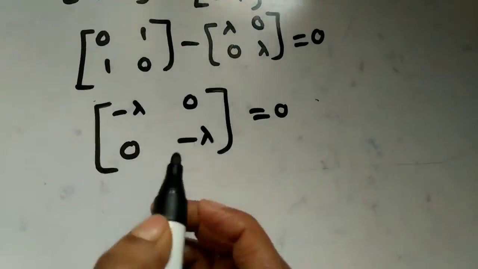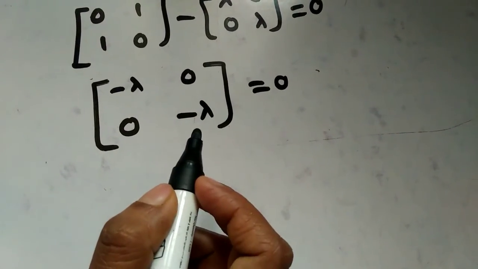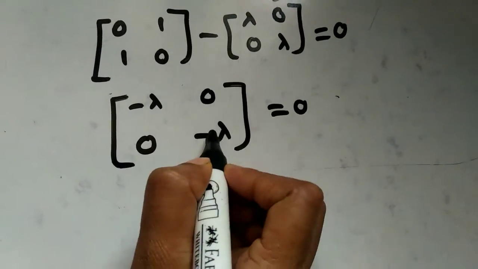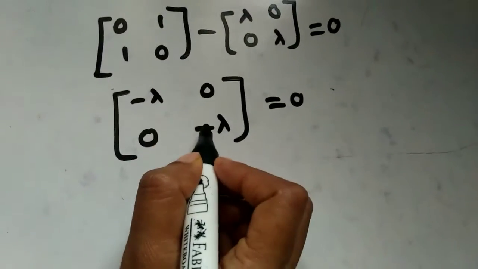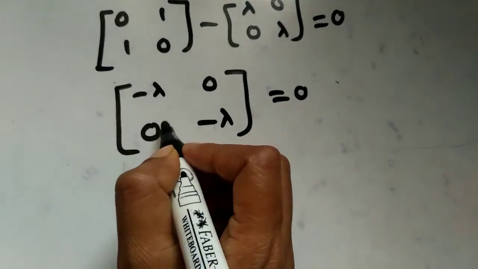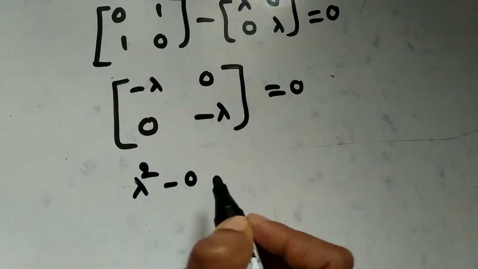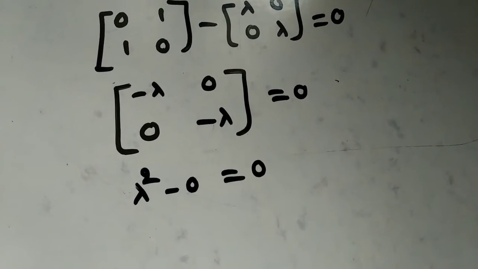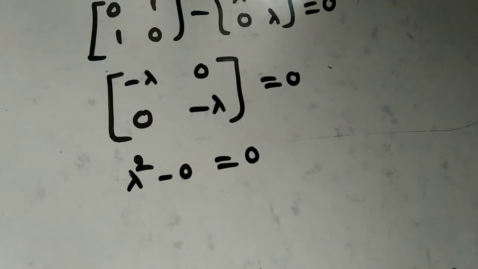Okay, so now you have to find the determinant. How to find the determinant? Just multiply these two things first. Minus lambda into minus lambda is lambda square. And 0 into 0 is 0. So this will give you 0.